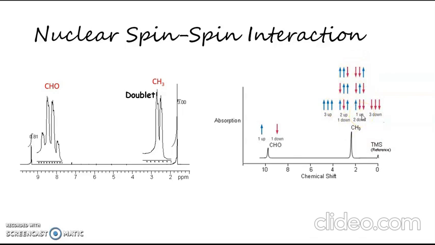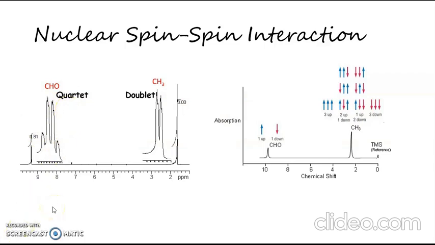So, the net spin combination of protons in CH3 is 4, having the intensity ratio 1:3:3:1. These 4 possible orientations of CH3 protons produce 4 different local fields at CHO, splitting the CHO proton into 4 signals called a quartet.